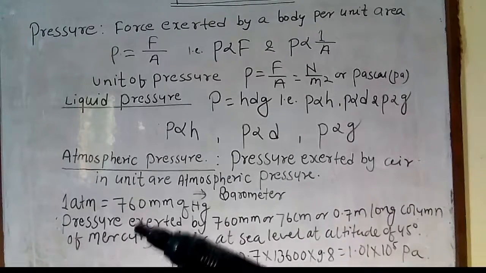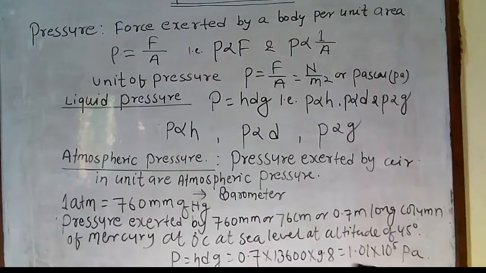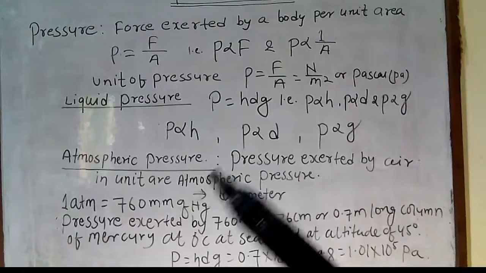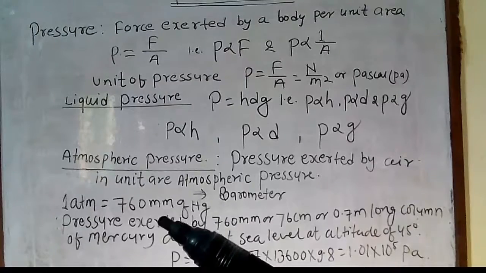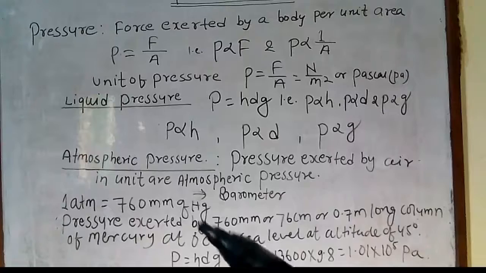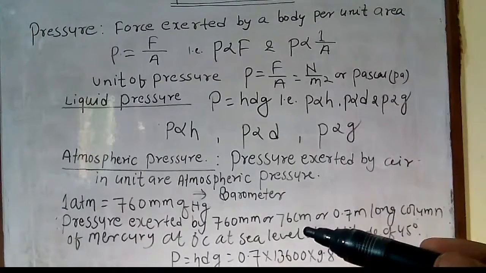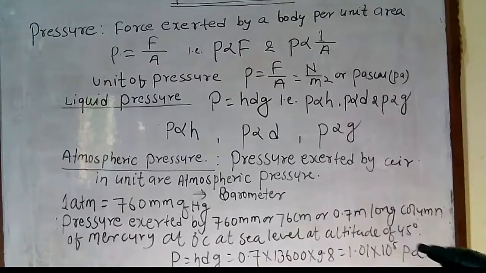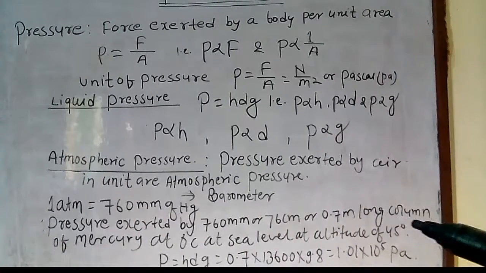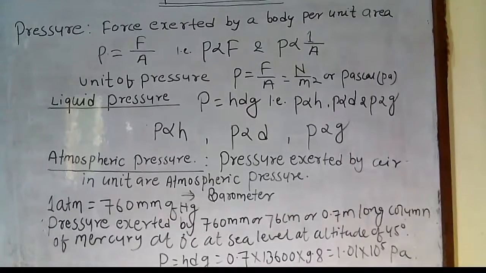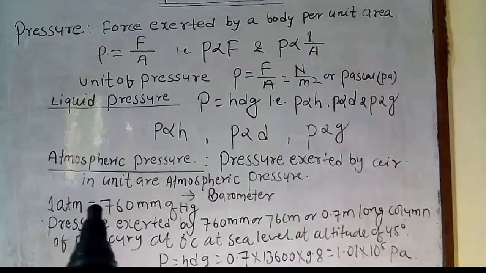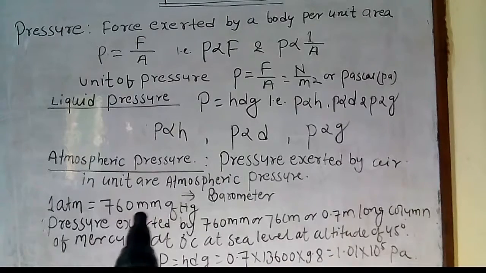A standard atmospheric pressure, 1 atm, equals 760 mm of Hg. So what is the definition of 1 atm pressure? How can we define it? The pressure exerted by 760 mm, meaning how many centimeters? 76 centimeters, or 0.76 meter long column of mercury at 0 degree Celsius, at sea level, at an altitude of 45 degrees, is called 1 standard pressure, or 1 atm pressure, or normal pressure, that is 760 mm of Hg.